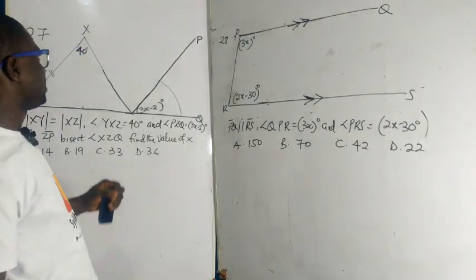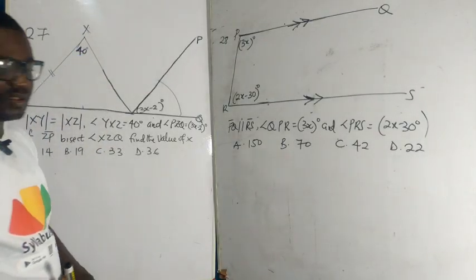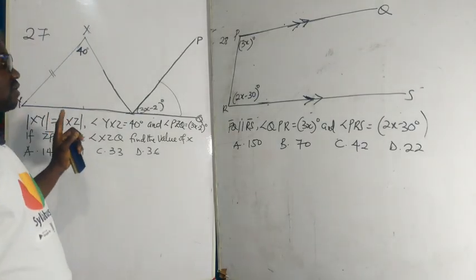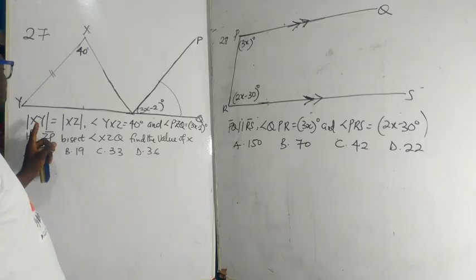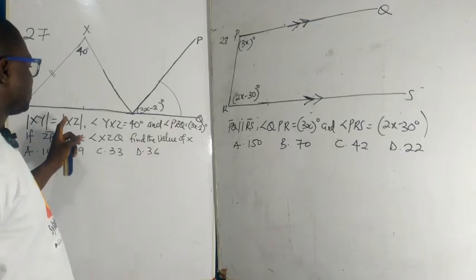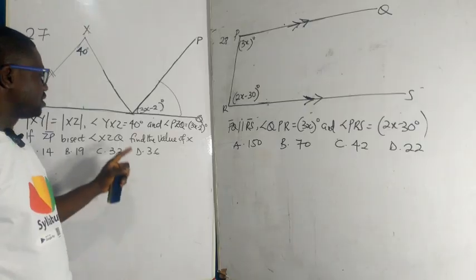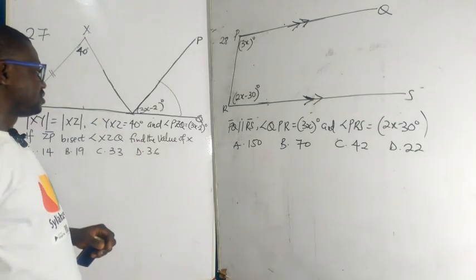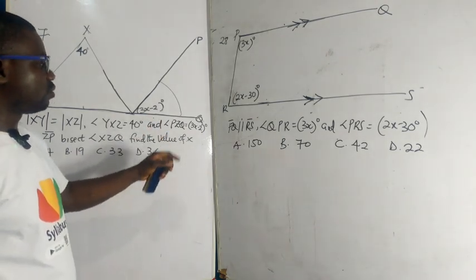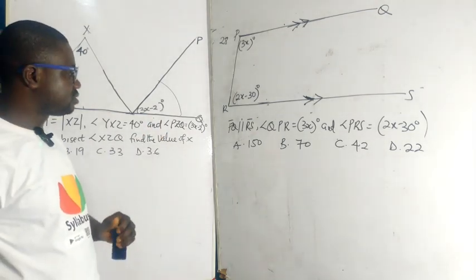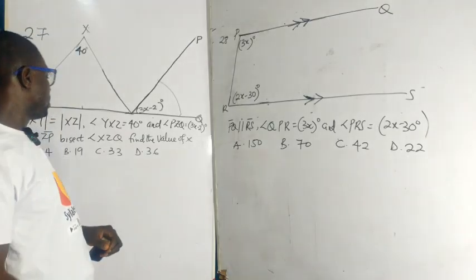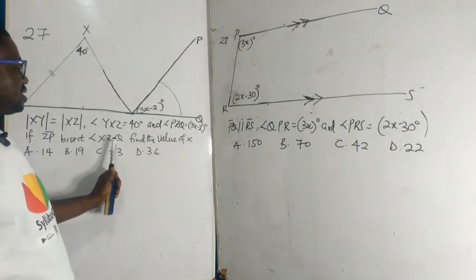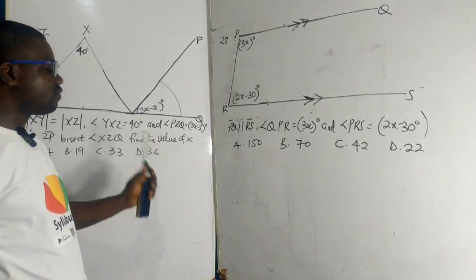Now the question here is question 27, and question 27 is asking us to find the value of x. Now this is the question. XY is equal to XZ. Angle YXZ is equal to 40 degrees, and angle PZQ is equal to 3x minus 2. Now, if ZP bisects XZQ, find the value of x.